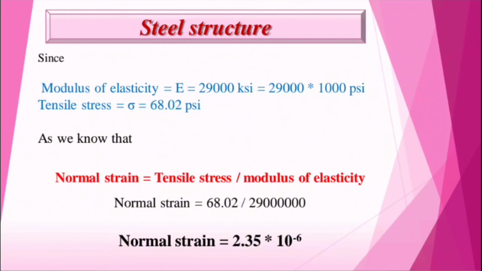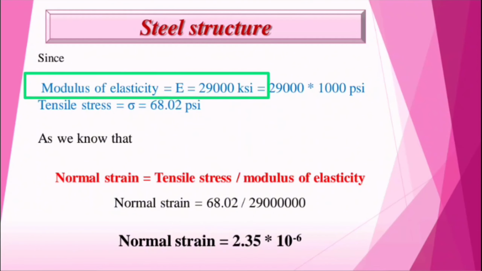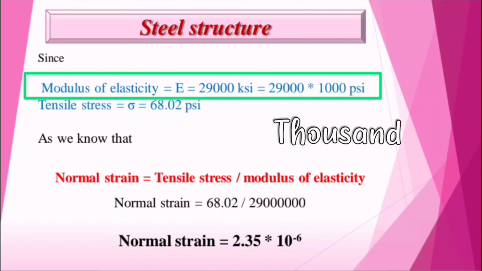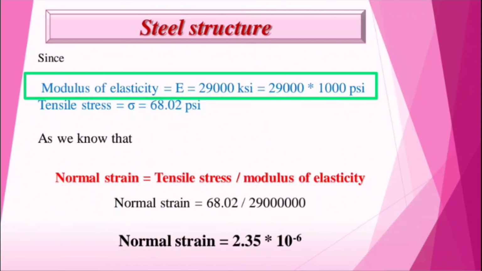In the question we know the modulus of elasticity, which is 29,000 ksi. To keep the same units, I am changing ksi into psi by multiplying by 1000. So the new value of the modulus of elasticity will be 29,000 into 1000 psi.